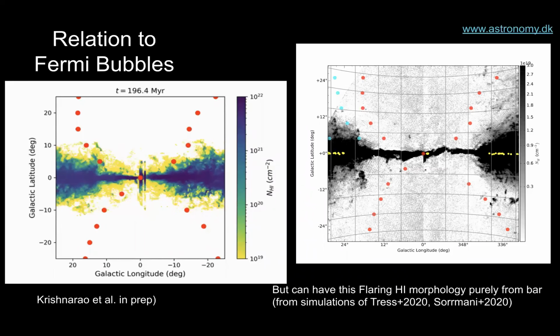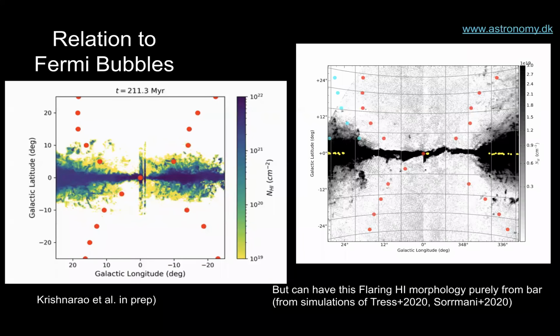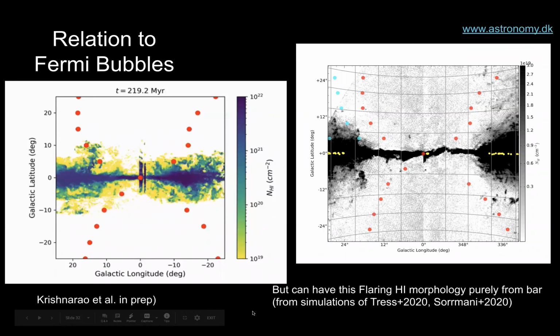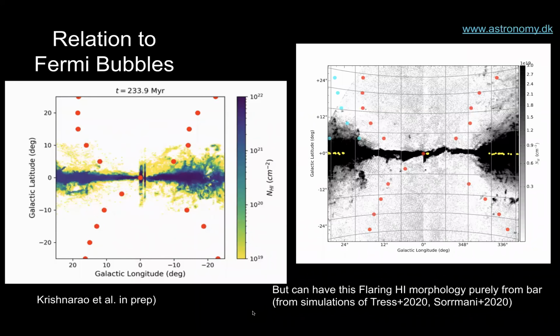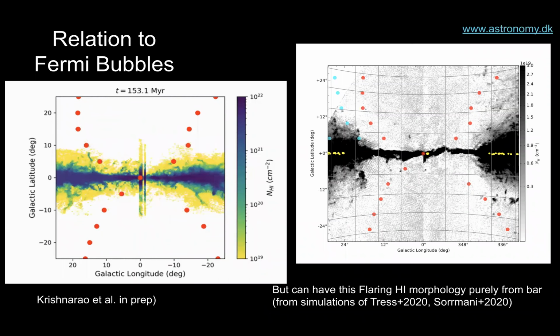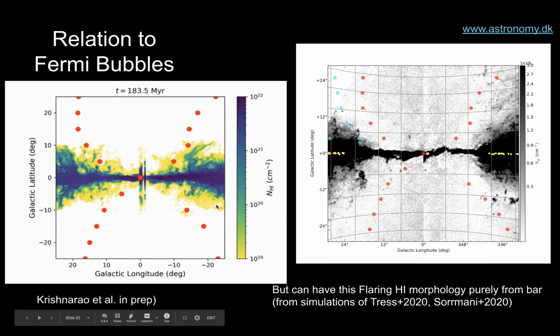One other thing to look for here is that some of this flaring could be explained by just the bar itself. So this is again that H1 map towards the tangent points. On the left here is an animation from a simulation, the same simulations as before, from Matthias Armani. So this is gas flowing in a bar potential with some feedback from stars. There's no nuclear outflow in the simulation, and the vertical extent is pretty much well explained by just hydrostatic equilibrium.